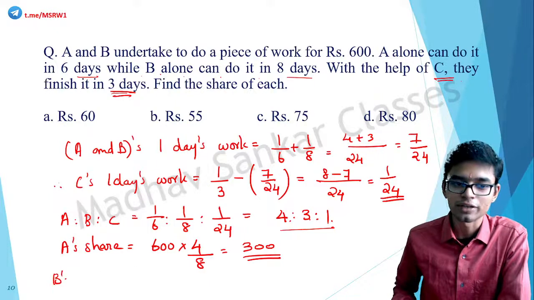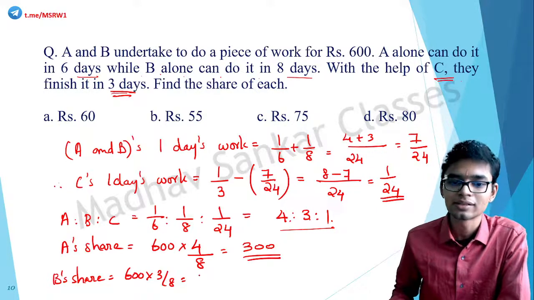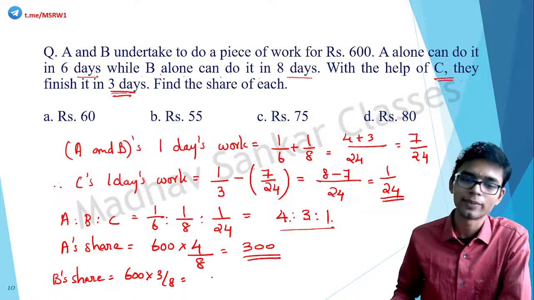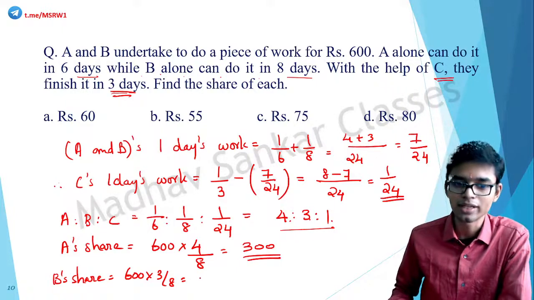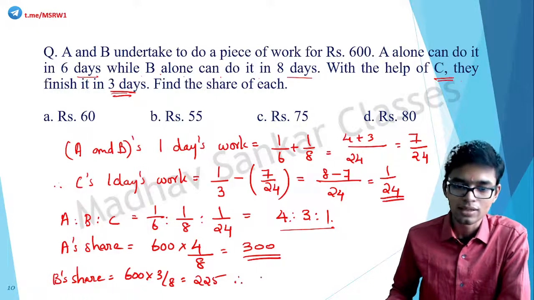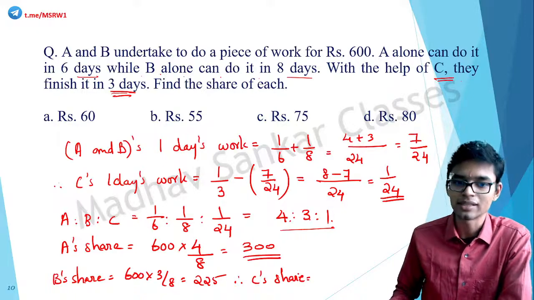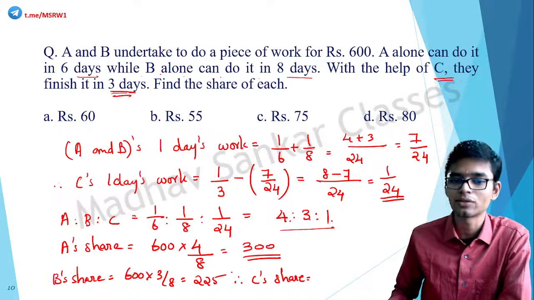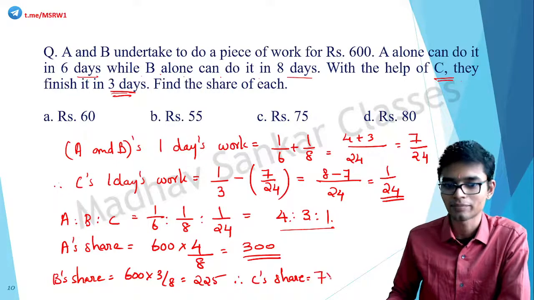Similarly, B's share is equal to how much? 3 parts. Correct? 600 into 3 by 8. That is how much? 600 divided by 8 goes 4, 300, 150, and 2 and 75, into 3. That is 225. Okay? And therefore, C's share is equal to whatever is remaining. 600 minus 300 plus 225. 300 plus 225 is 525. 600 minus that is 75.